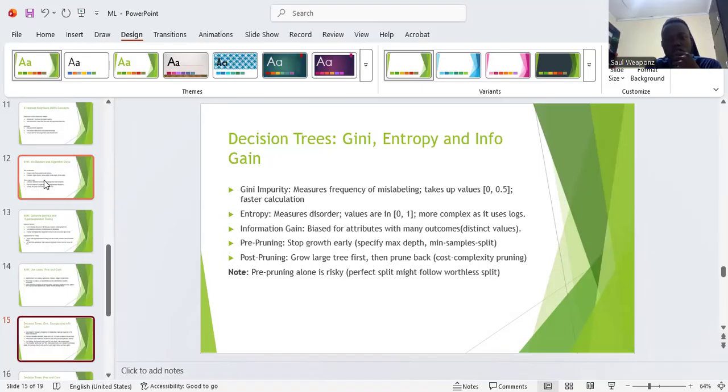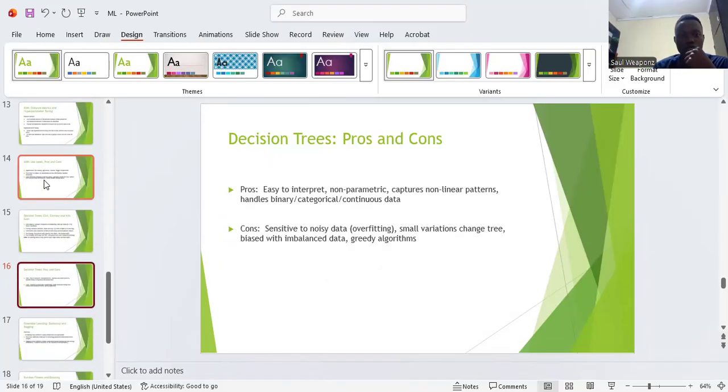Those are the distinctive values. The terms here are pre-pruning and post-pruning. With pre-pruning, you have to stop growth early, specify a maximum depth and a minimum sample split. Then we shall take note that pre-pruning alone is risky: a perfect split might follow a worthless split. So we have to note that.